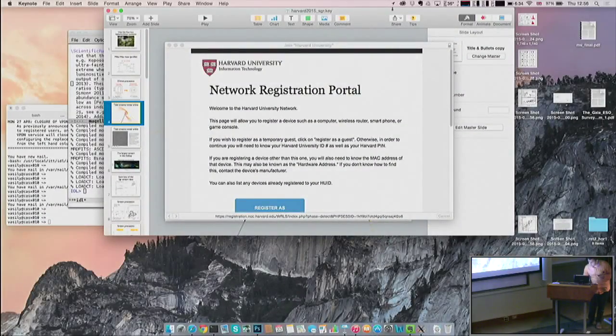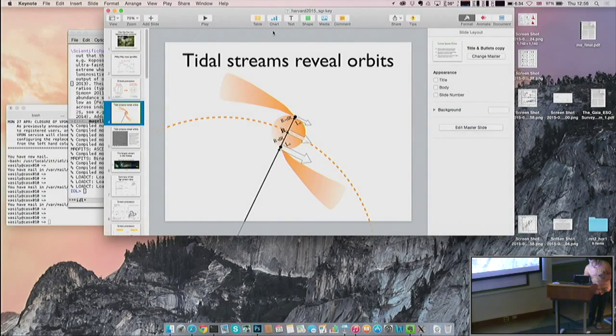If only I knew how to get rid of this thing. I'll just switch off.